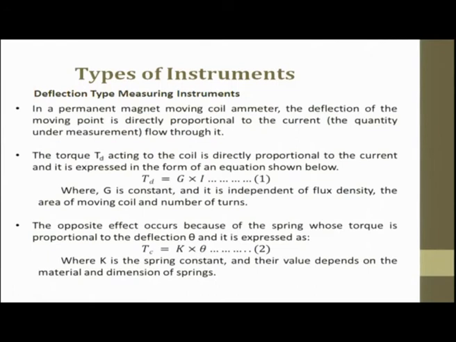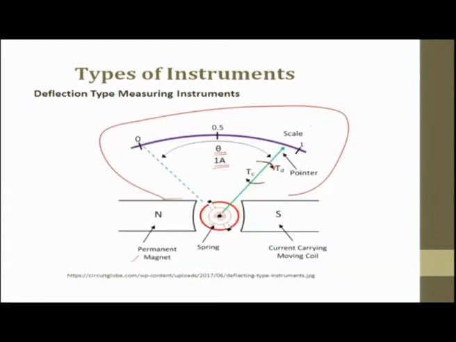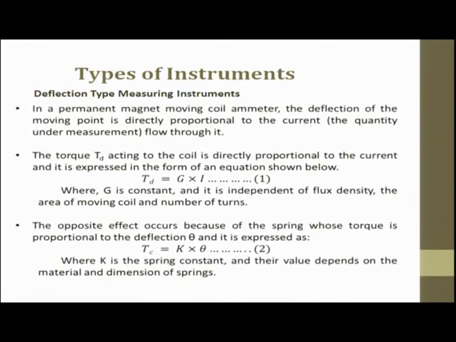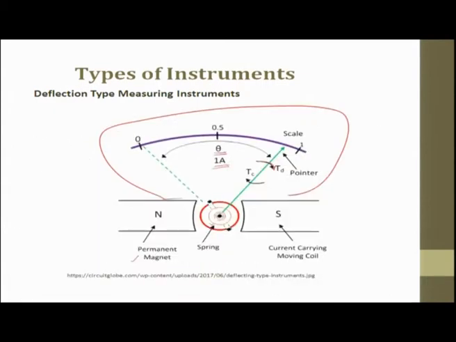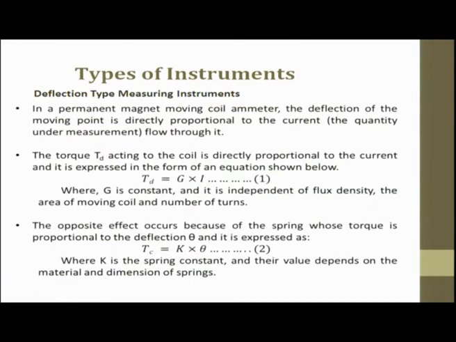So, now let us get back to the deflection type measuring instruments. In a permanent magnet moving coil ammeter, we are taking an ammeter, the deflection of the moving pointer is directly proportional to the current. So, as and when the current is passed, the deflection happens, which is seen in the equipment, directly proportional to the current flowing through it. The torque TD, so this is the torque, force into displacement. The torque TD acting on the coil is directly proportional to the current, and it is expressed as TD equal to G into I.